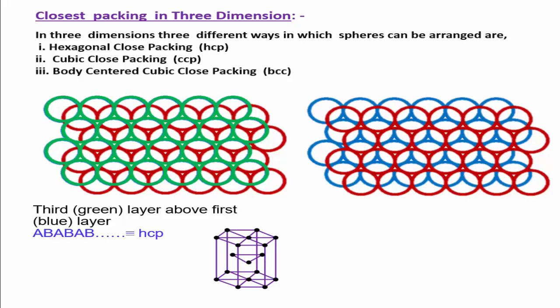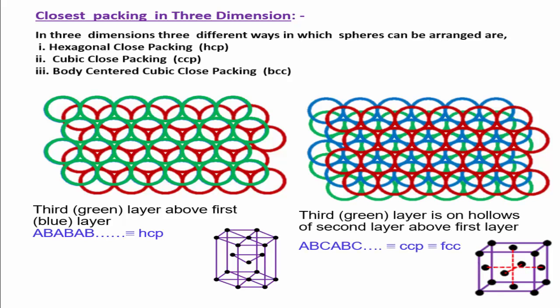The other way of arranging the third layer is on the hollows of the second layer. So this type of packing is called ABC type of packing, which is present in cubic close packing or face centered cubic system. This way of arranging equidimensional spheres one above the other is called stacking sequence.